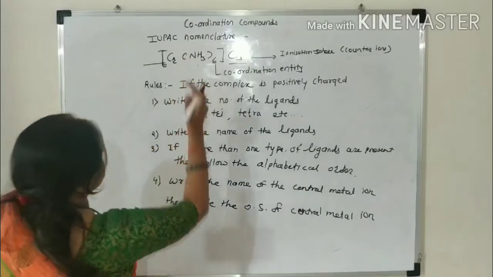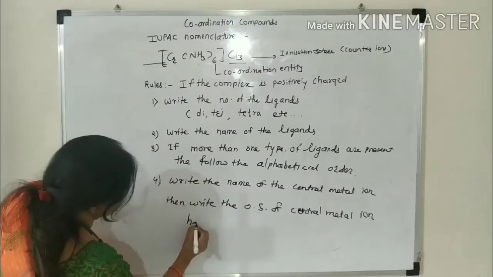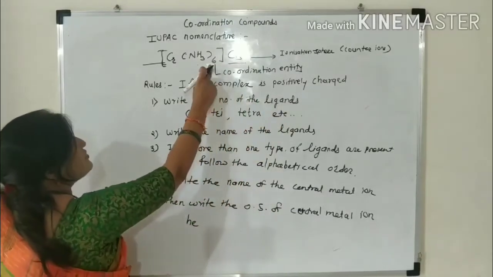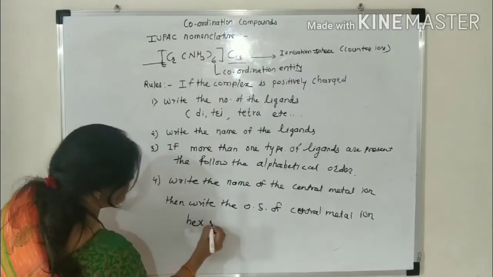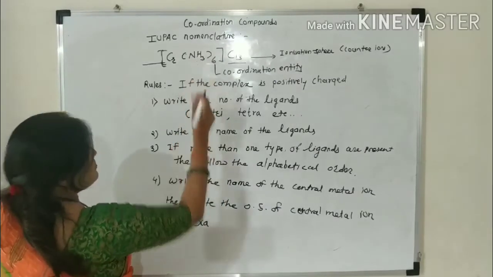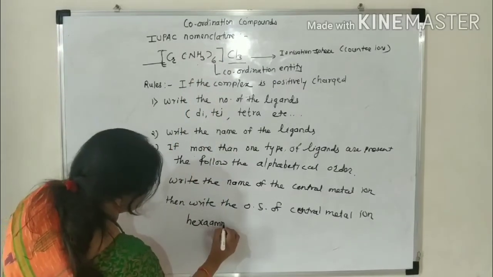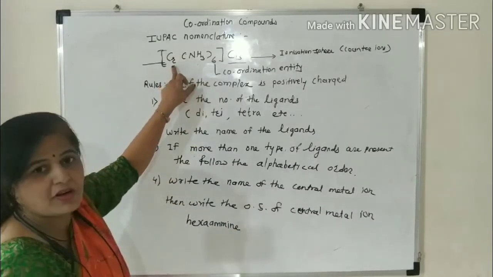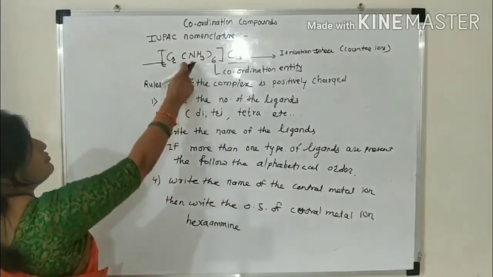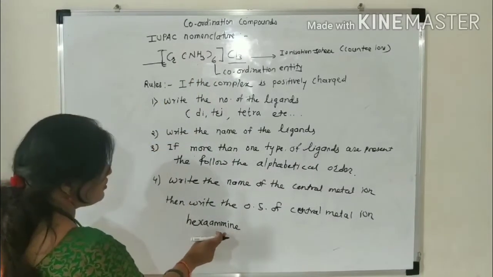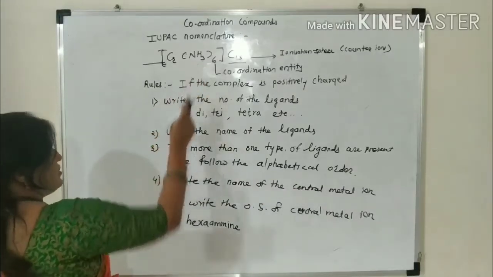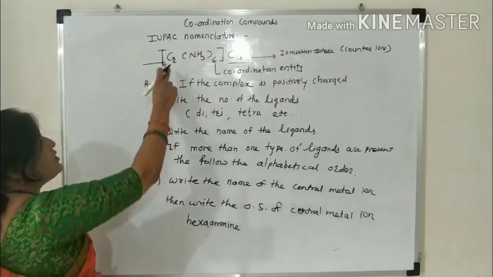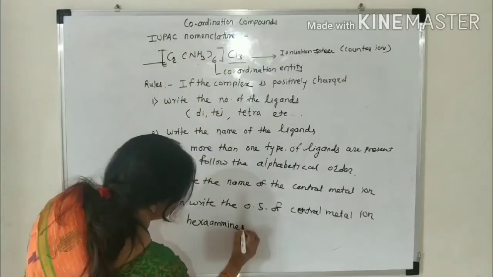Its name will be then hexaamine. First you have to write the number of the ligands. How many ligands are present? 6. Therefore here hexa. Then its name is amine. Hexaamine. Here one type of ligand is present, therefore you should write one ligand. And that is how many times? 6 times. Therefore hexaamine.